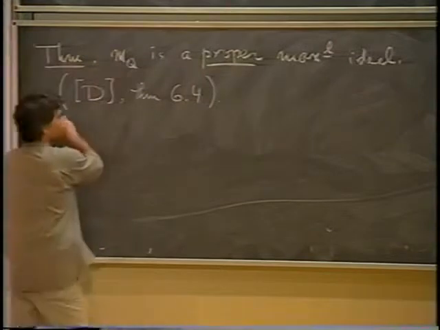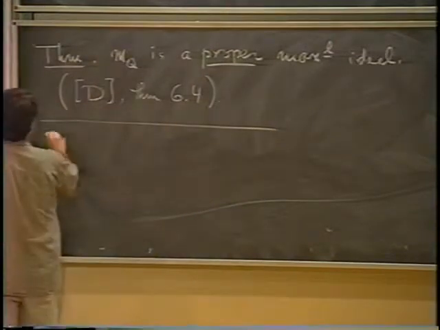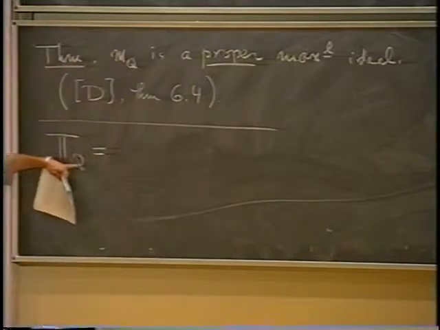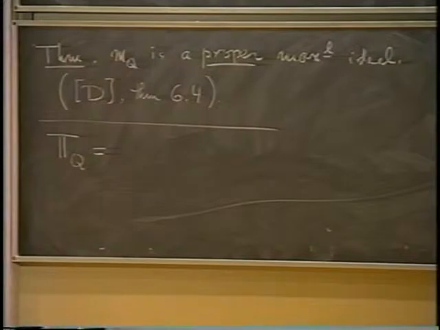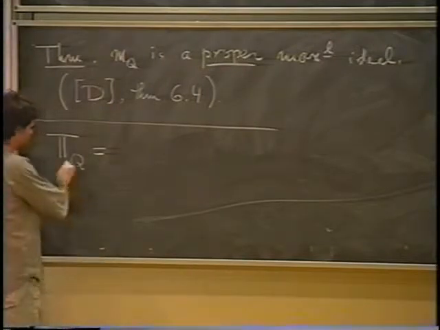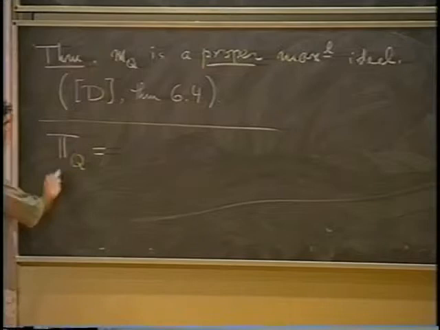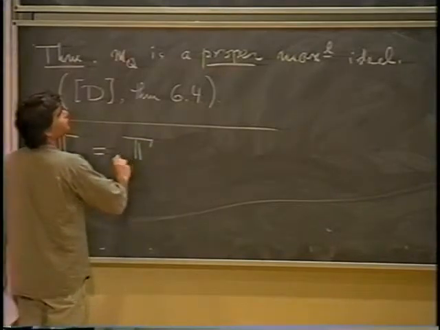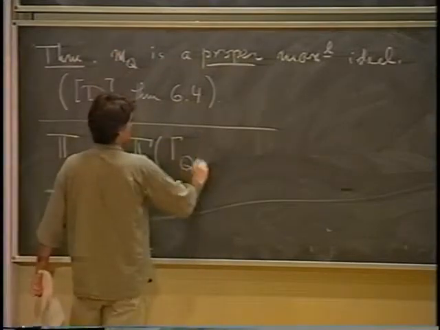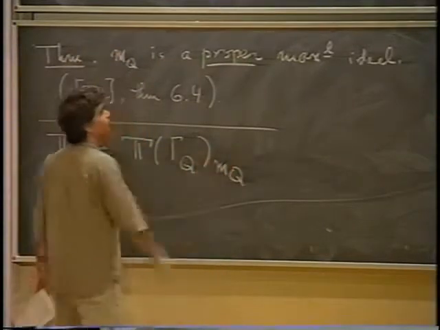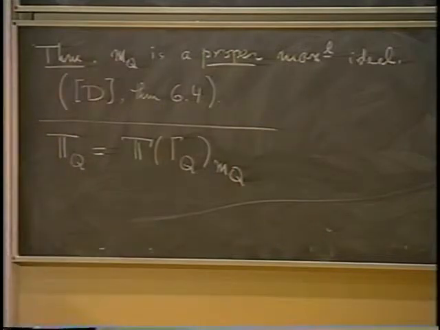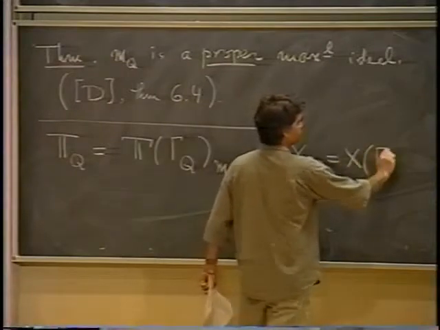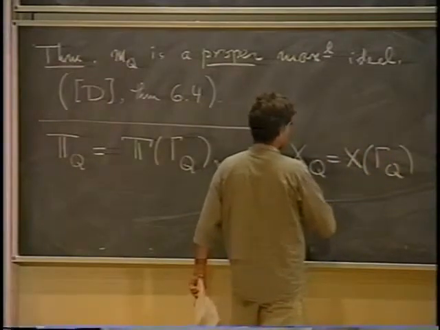So let me write T sub Q. Maybe I should have labeled it T sub D sub Q to follow the notation of Kenstock, but I'll drop the D, the deformation type. T sub Q is the localization of this T of Γ_Q at M_Q. And let's also write X_Q for the modular curve associated with this group, and J_Q for the Jacobian.